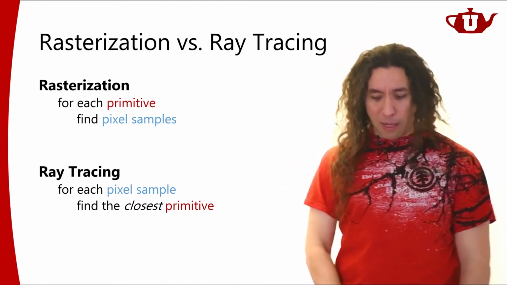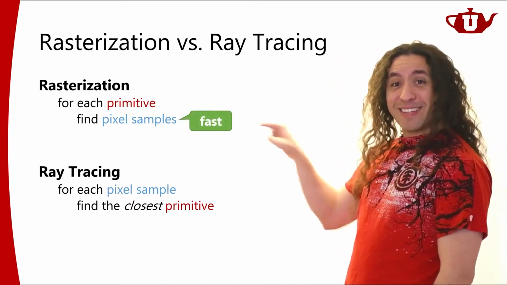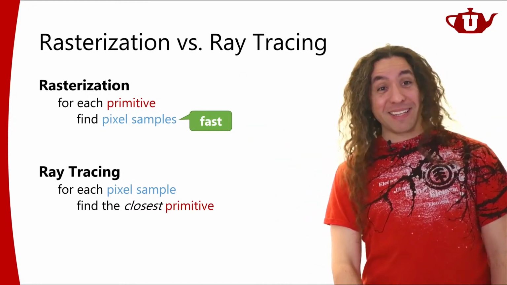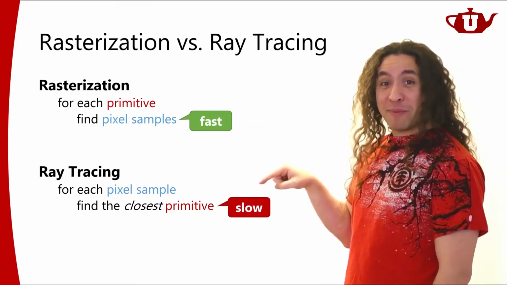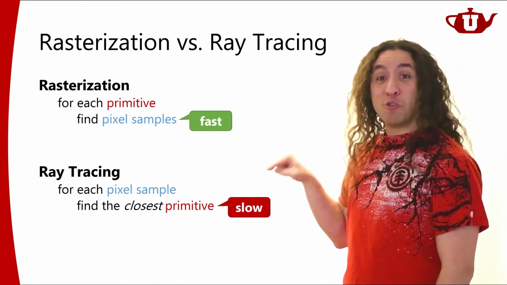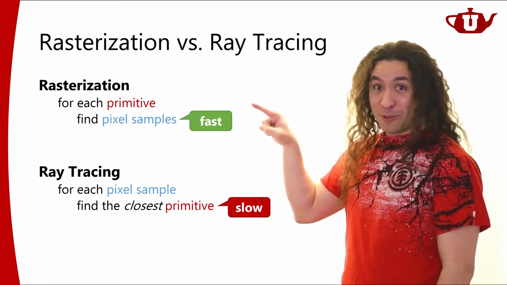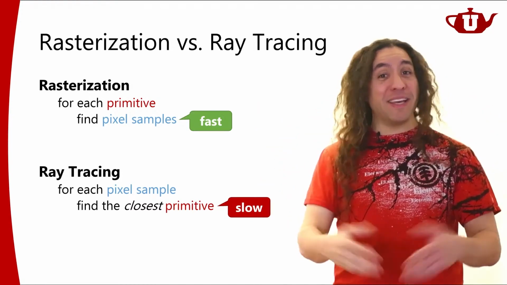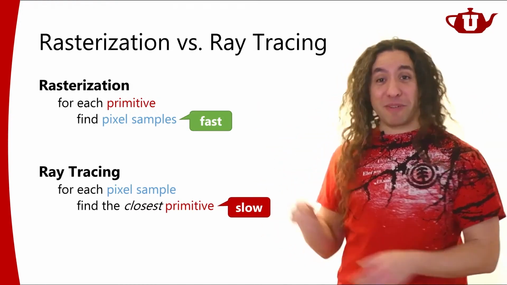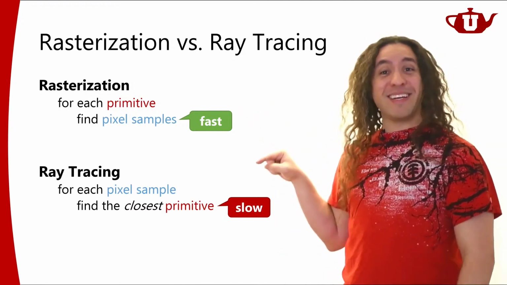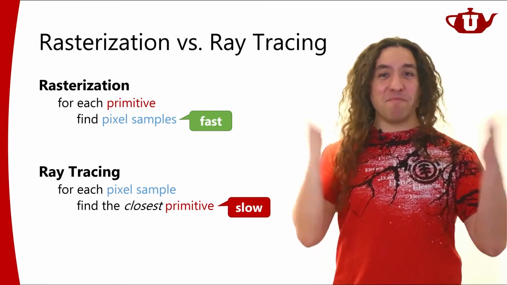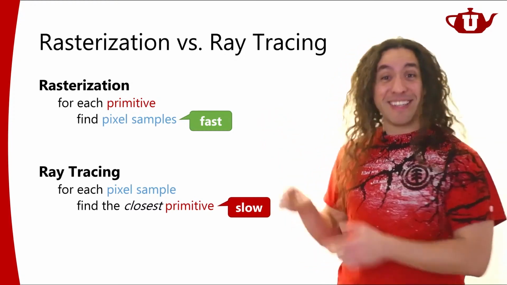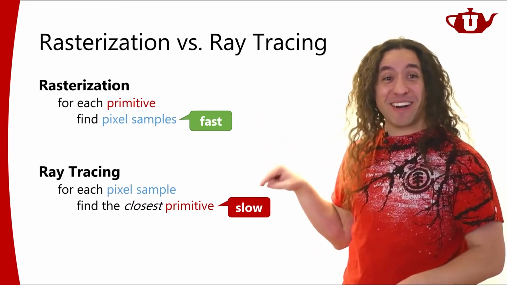And there's a good reason for that, because this operation, find pixel samples, is super fast. But find the corresponding primitive for a ray is super slow. Right? Now, this is super fast. I have a triangle. I've drawn it on the screen. Where are my pixel samples? Super fast to find. But I have a ray. I have millions of triangles in my scene. Which triangle do I hit? That's super slow. All right? That's very hard to find.